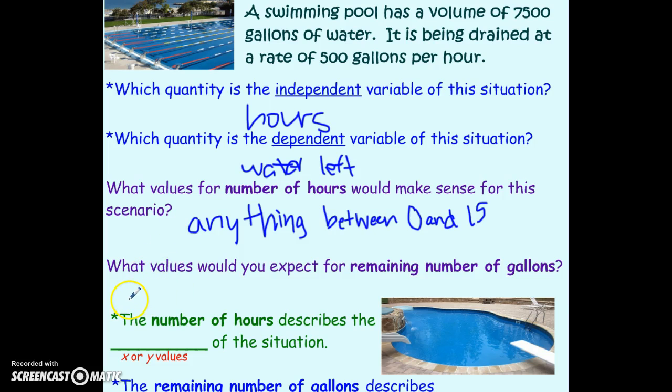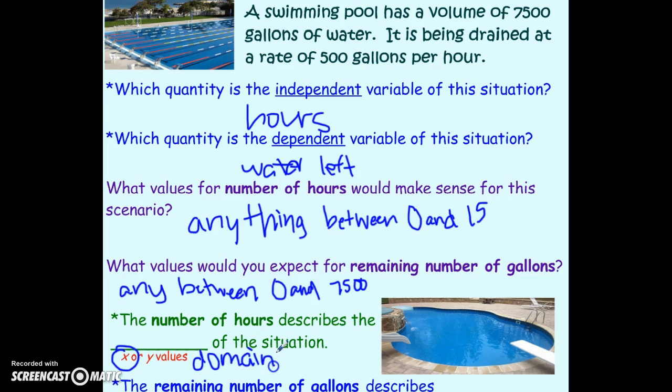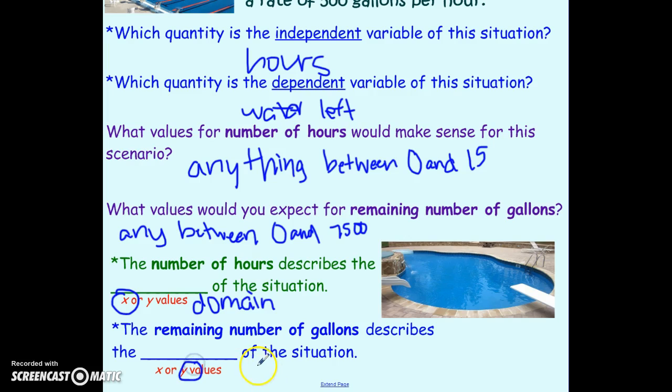And then a similar answer for the number of gallons, it could be any amount of gallons between 0 and 7,500. Because at some point, all of those numbers will be there, even 7,499, because 1 gallon will drain out of there. So the number of hours describes the x, and remember that's also called the domain. And then the number of gallons describes the y, and that's called the range.